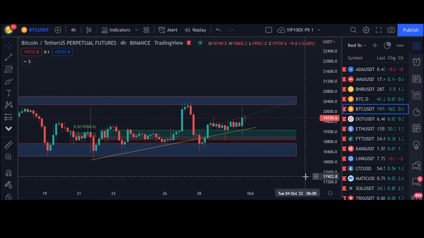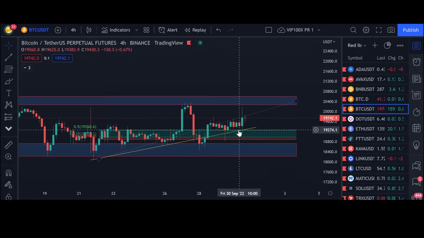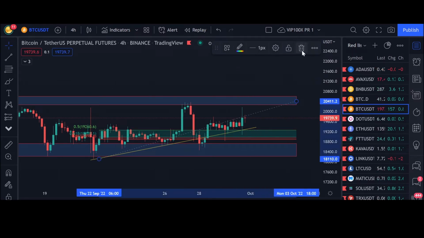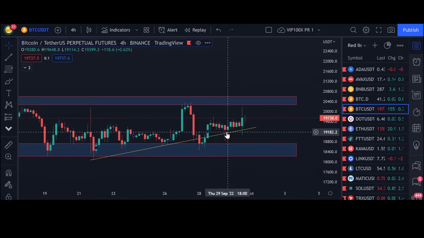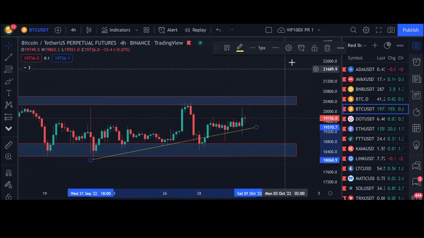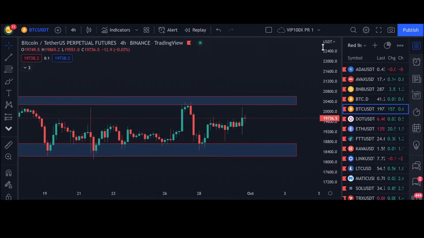After continuing, I'm going to clean that. I'm going to clean the Fibonacci. I'm going to clean the trend line because I want to show you some indicators that might help you and that I use also as a confluence in the analysis.